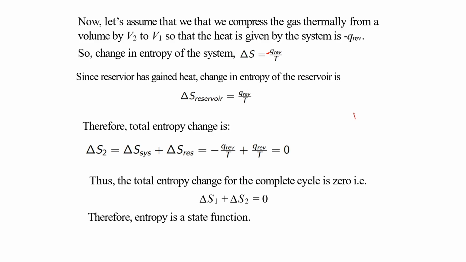What did we do? We have here a reservoir, so the system is getting heat from here. This is our system. This is for this process, and the other process is here. Here the reservoir is getting heat. So this forms a complete cycle. So the total entropy change of the complete cycle is 0. If we see, delta S1 is here and this is delta S2. If we add delta S1 and delta S2, we get 0. So thus entropy is a state function.